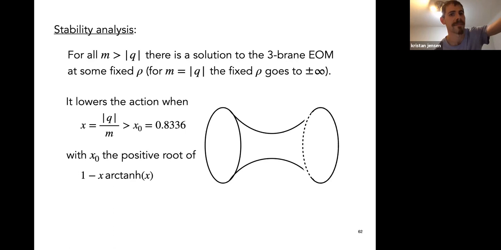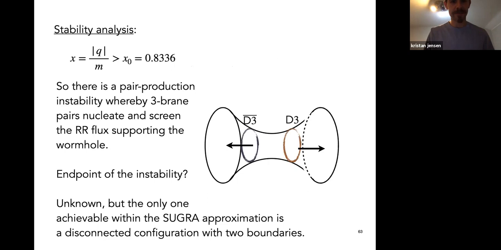If you imagine increasing the charge continuously, however, there is a threshold, a critical value of charge to mass ratio, above which adding a brane actually lowers the action of the configuration. In particular, for D3 branes in AdS5 times S5, well, yeah, it lowers the action. And I'm two slides away from being done, sorry. This is a pair production instability of this wormhole, whereby three-brane pairs nucleate. They screen the Ramond-Ramond flux that's supporting the whole wormhole.